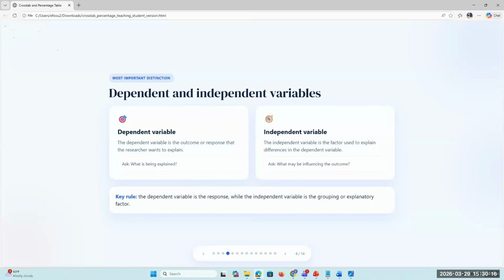The dependent variable is the outcome or response that the researcher wants to explain, what we seek to predict. The independent variable is the factor that is used to explain the difference.